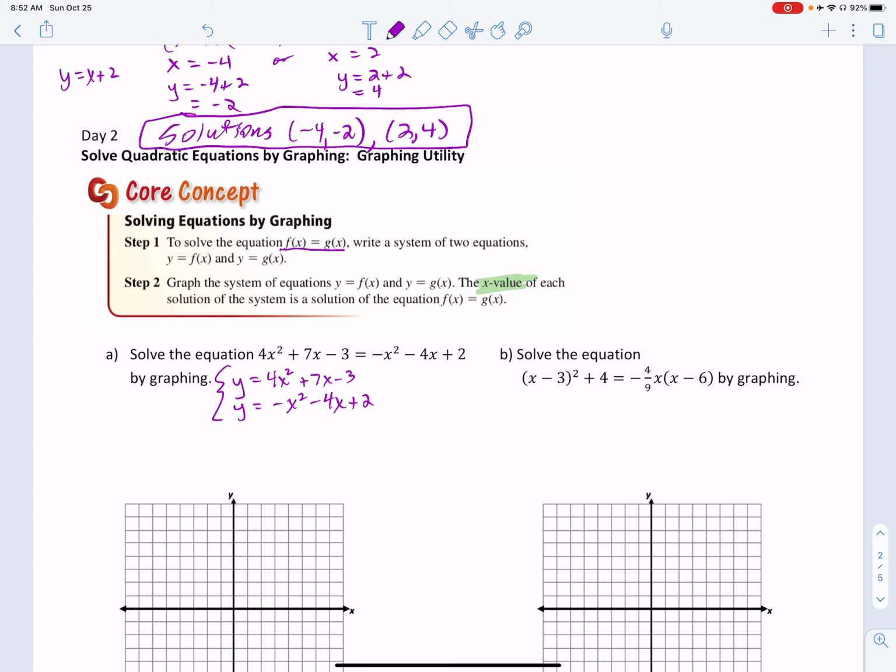And so on this one, using a graphing utility is okay. We can go through the negative b over 2a, but you should have skills that you can find the axis of symmetry and plug it in and get the vertex and use the vertical stretch to do this. But I'm going to go ahead and put this into Desmos and solve by graphing.